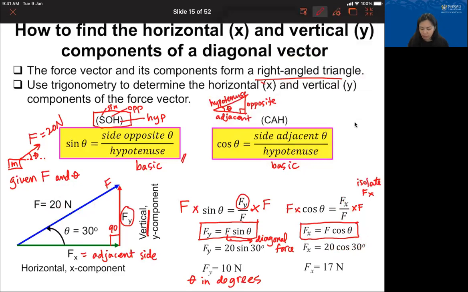All right. Are we okay? Are we still okay? Can we still follow? All right, at least one thumbs up, two. Okay, good. A number of thumbs up there. So that's how you calculate the x and y components using trigonometry.